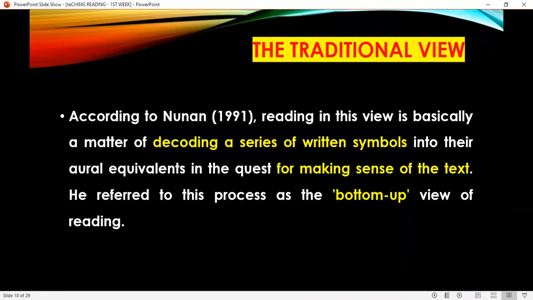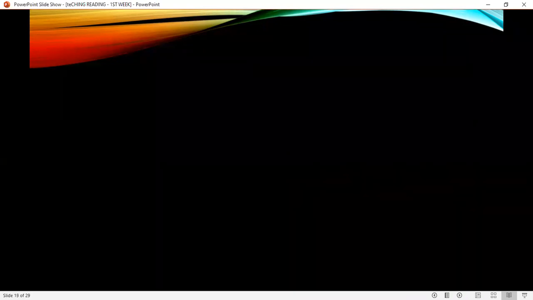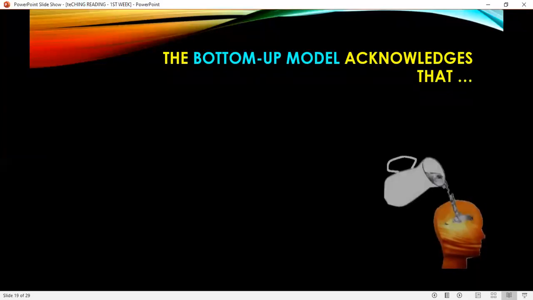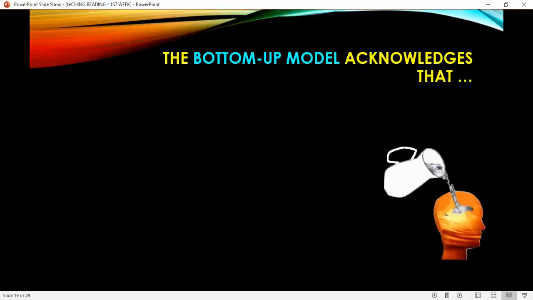So here we're going to analyze the text. Decoding the written symbols, you can get a meaning or sense of the text. So we call this the bottom up model of reading. As you can see in the picture, the reader is just passive, just receives like a container. Notice here, you are pouring some water, so this person is like a container. Just receives the information, no more, all right?